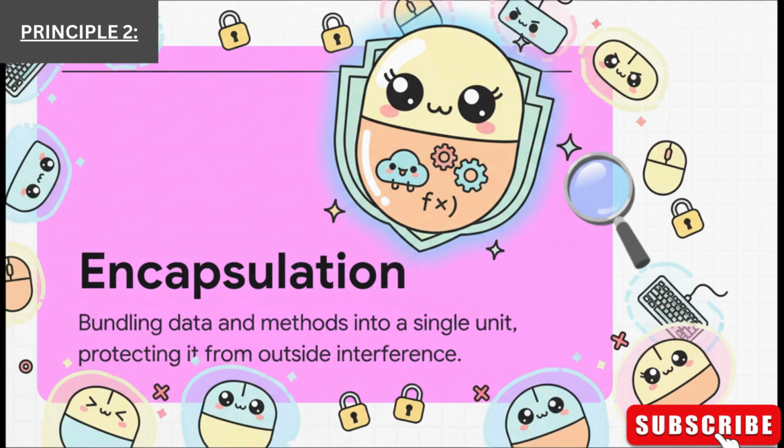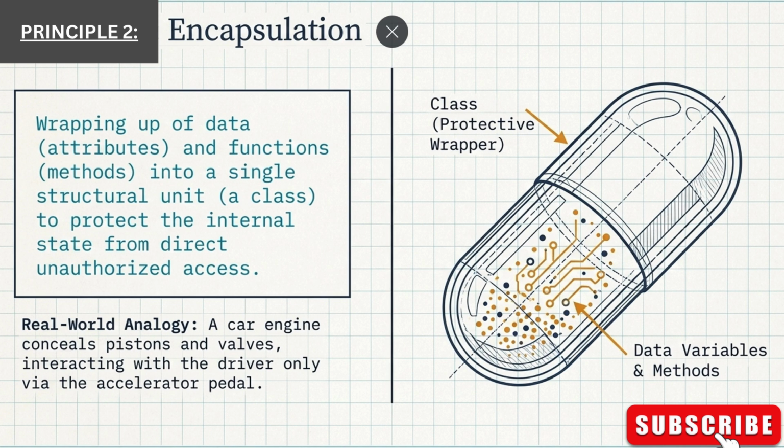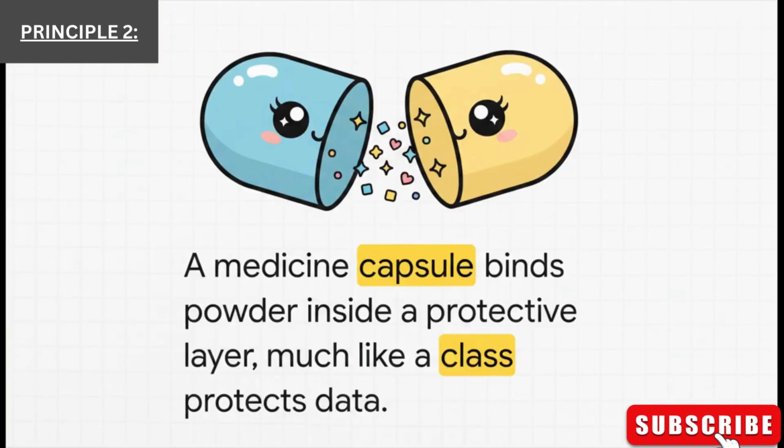Our second principle is encapsulation, which is bundling data and methods into a single unit. Picture this like an impenetrable protective wrapper around your most valuable information, keeping it totally safe from outside interference. This is also known as data hiding. A perfect real-world example is literally a medicine capsule. The outer shell safely packs all the powder and medicine inside. In computer programming, a class acts as that protective outer shell, and your data is the medicine inside.